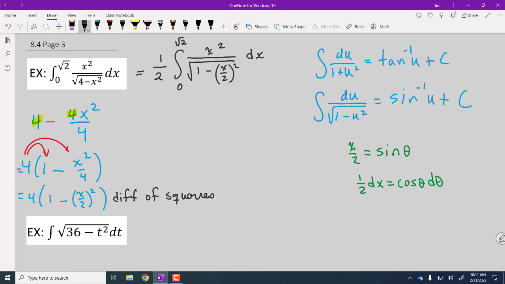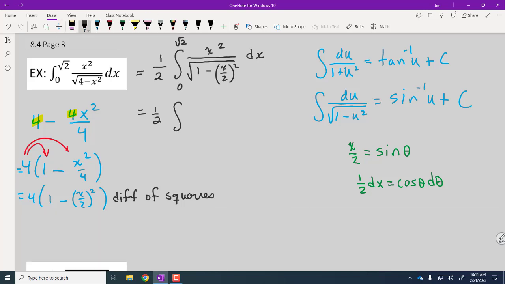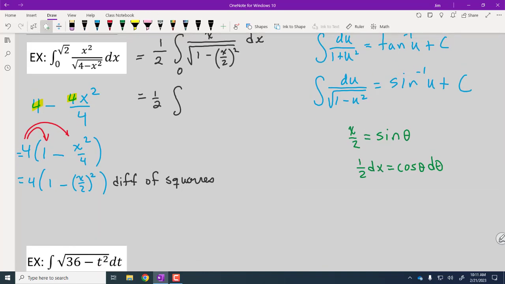So we'll come over here. So this will be 1/2. We're changing over to theta, so we're going to have to convert these limits. Let's see, we need more space. Let's move this over here.